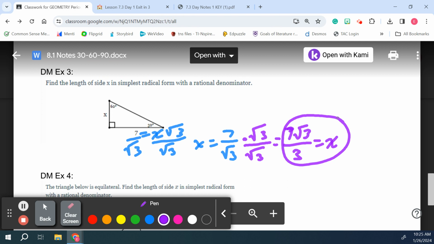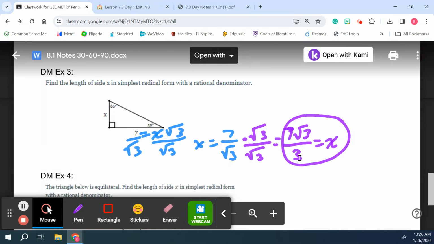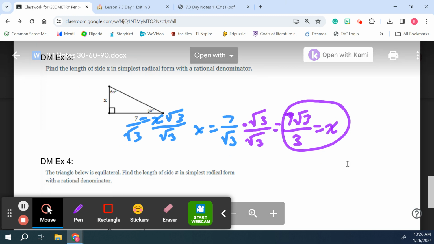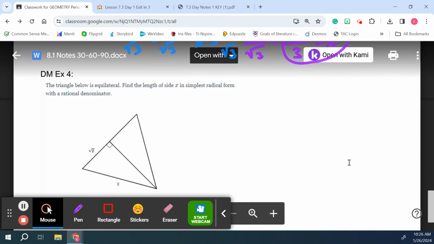How are we doing so far with that long side stuff? Any questions? All right.